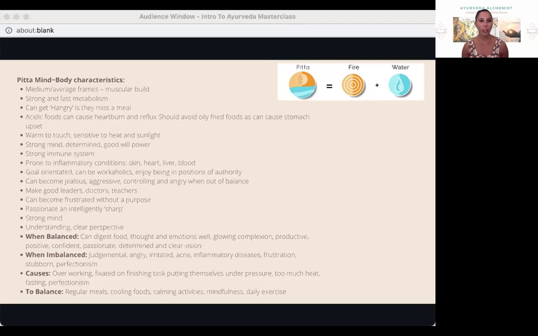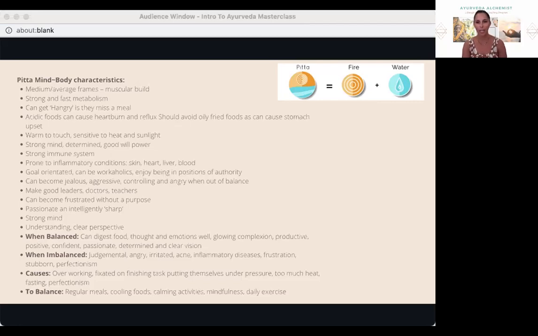Pittas usually have a really strong and fast metabolism because they've got that fire, right? They can get really hangry, so hungry, angry, if they miss a meal. They need blood sugar stabilization, and acidic foods don't go well with them. They can cause a lot of heartburn and reflux. So they should really avoid oily, fried food, as this can cause stomach upset with them.